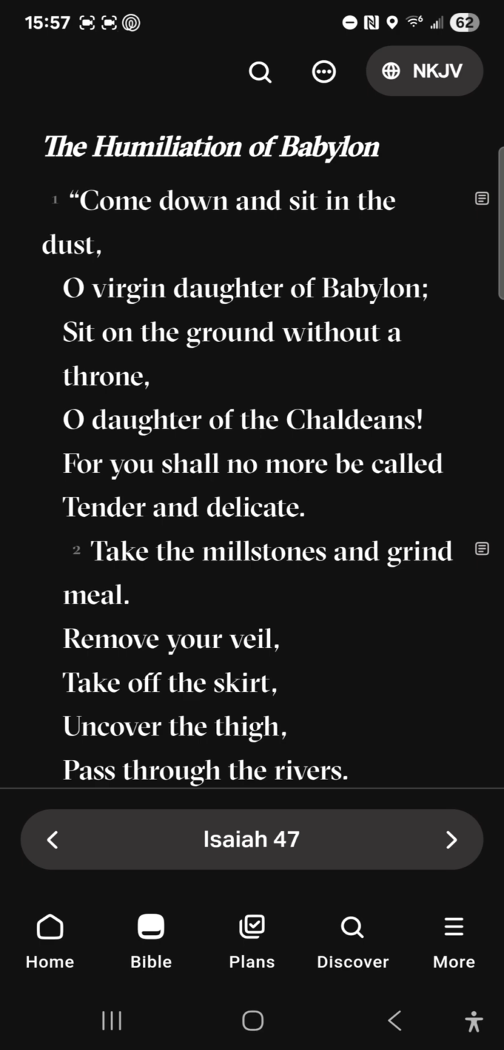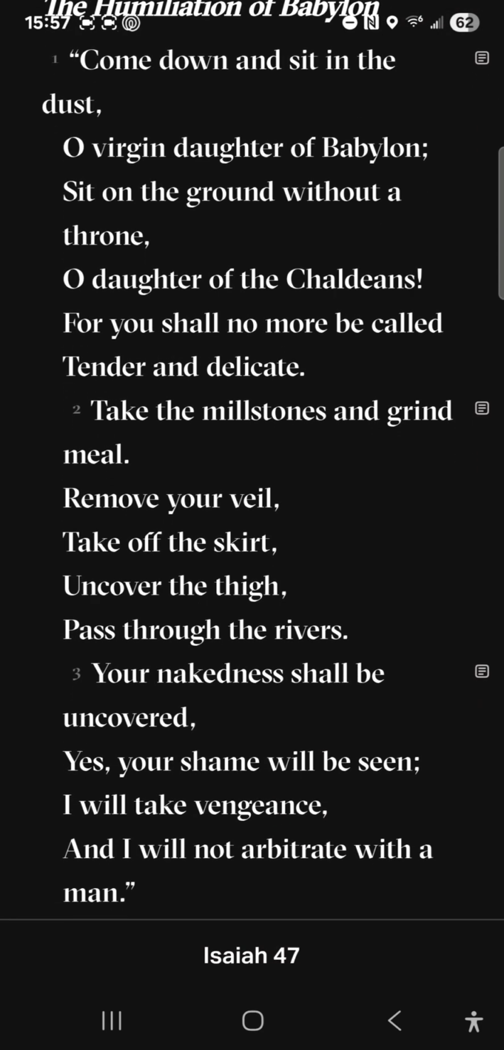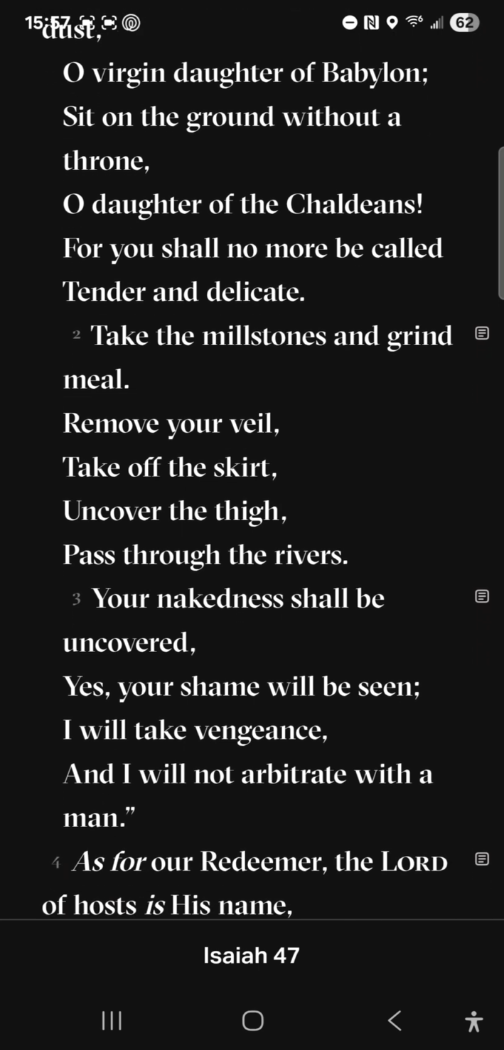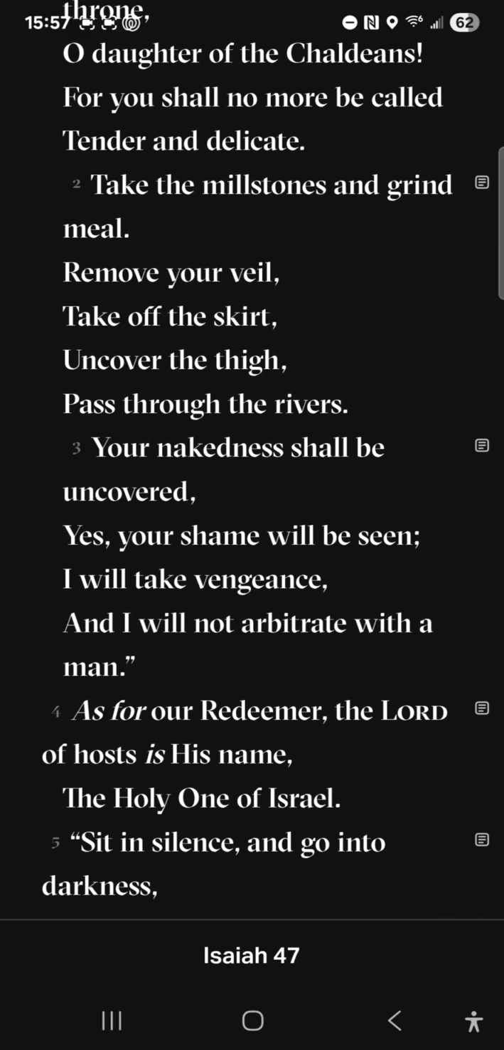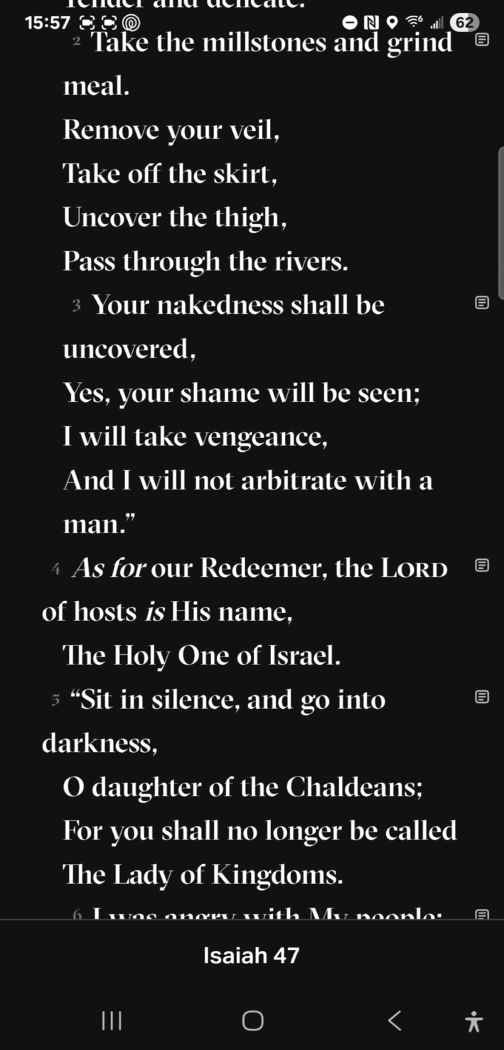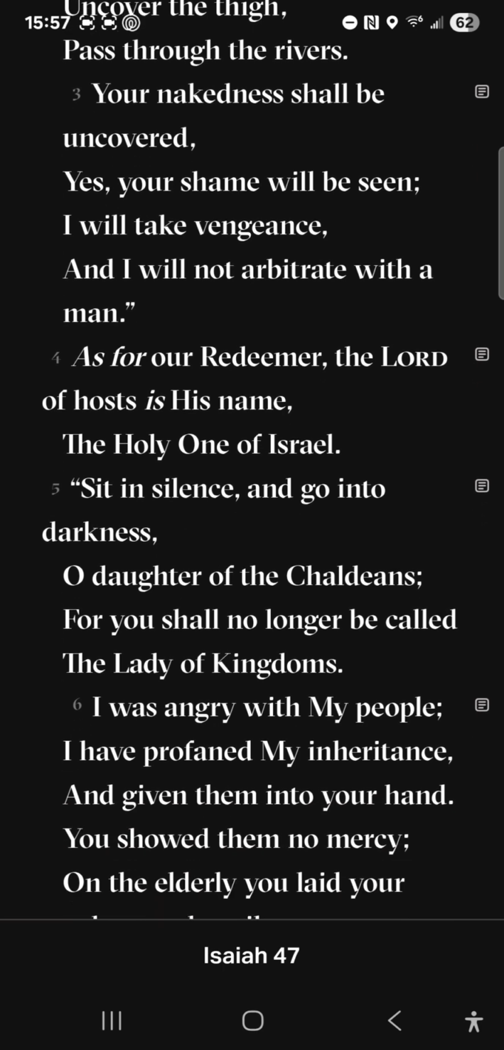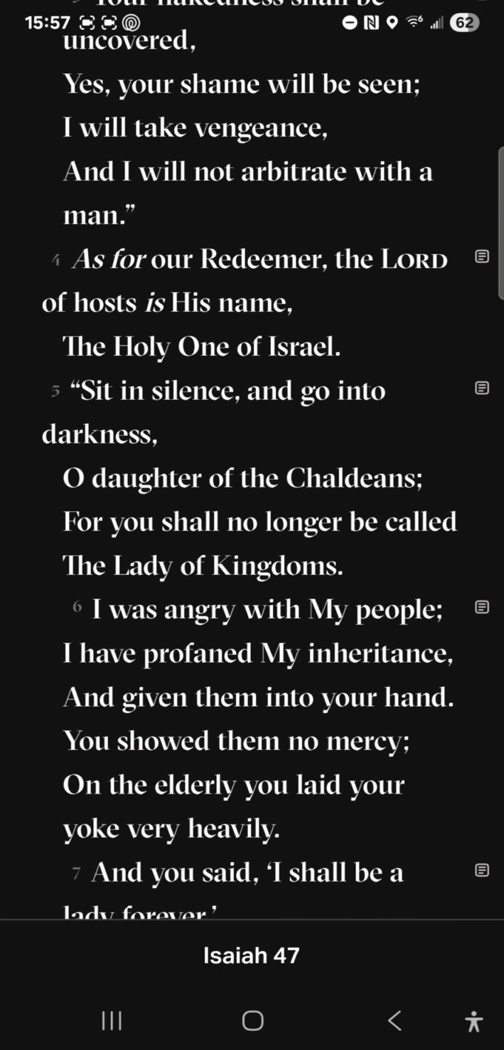For you shall no more be called tender and delicate. Take the millstones and grind meal. Remove your veil. Take off the skirt, uncover the thigh. Pass through the rivers. Your nakedness shall be uncovered. Yes, your shame will be seen. I will take vengeance, and I will not arbitrate with a man. As for our Redeemer, Yahuah Zabaoth is his name, the Kadash one of Yasharal.